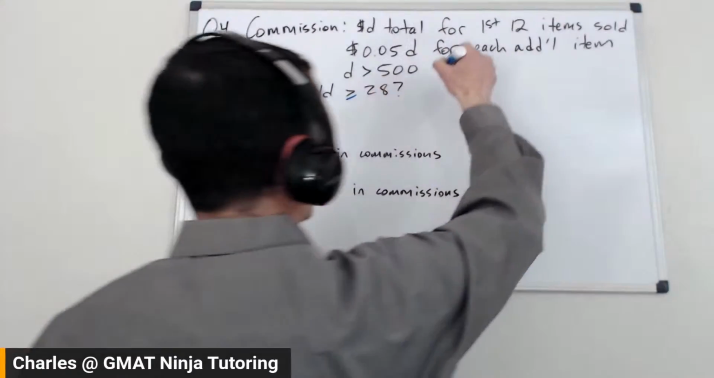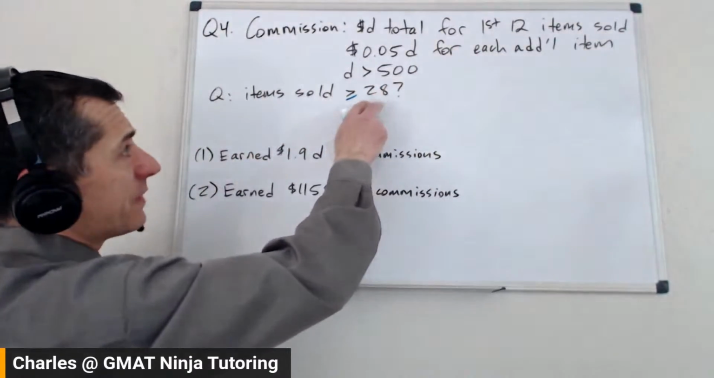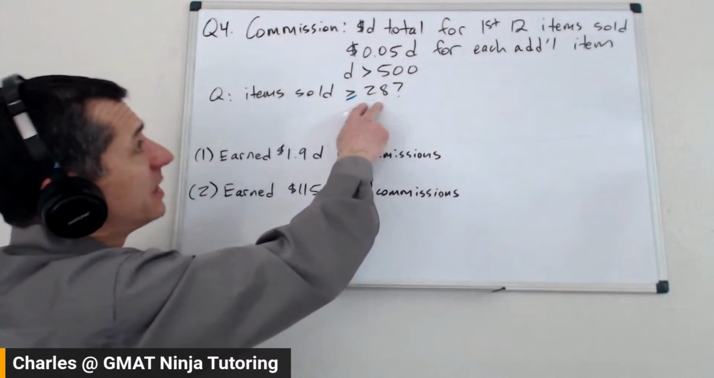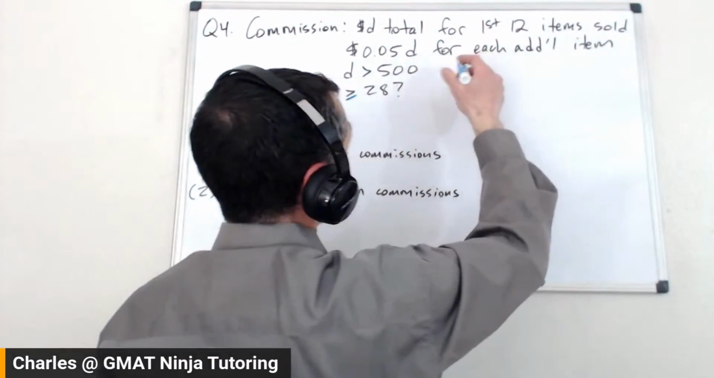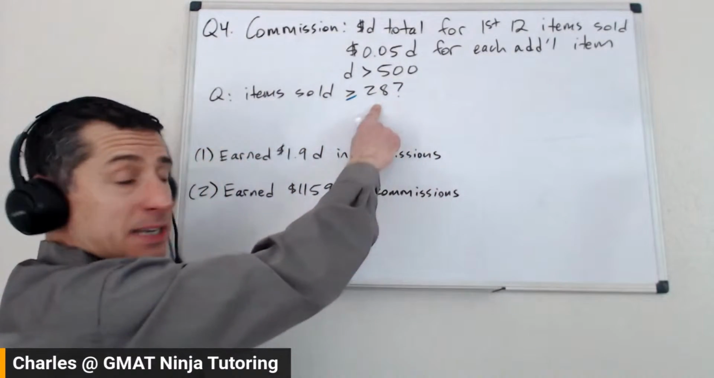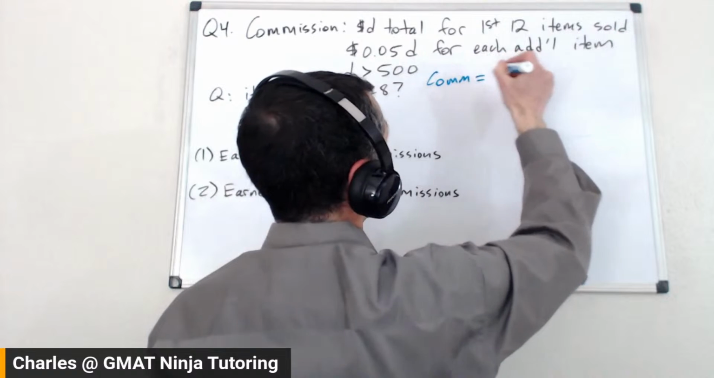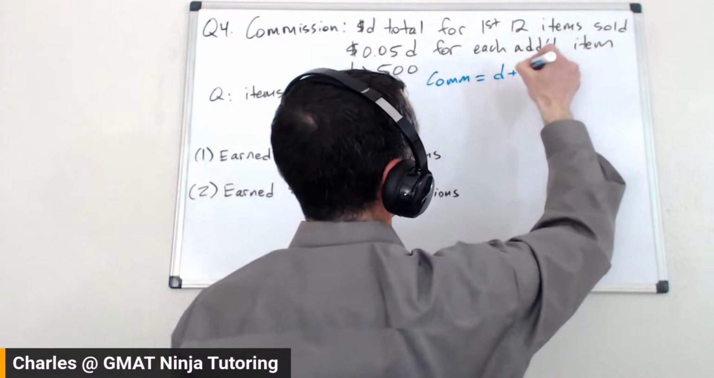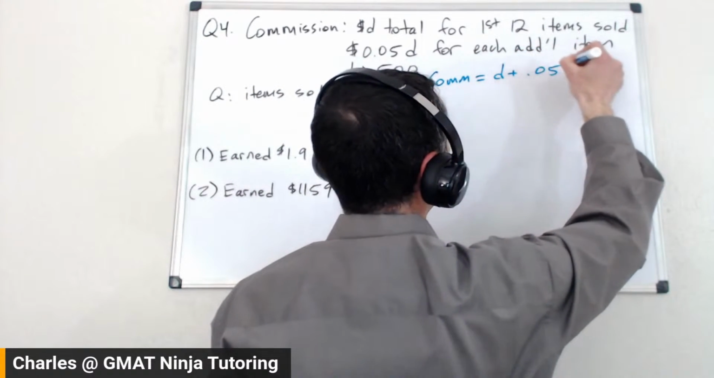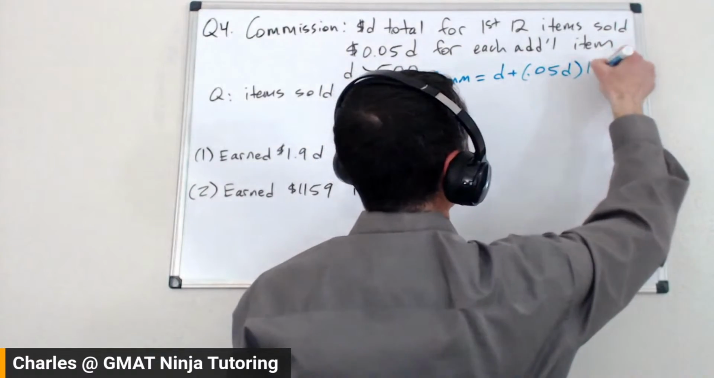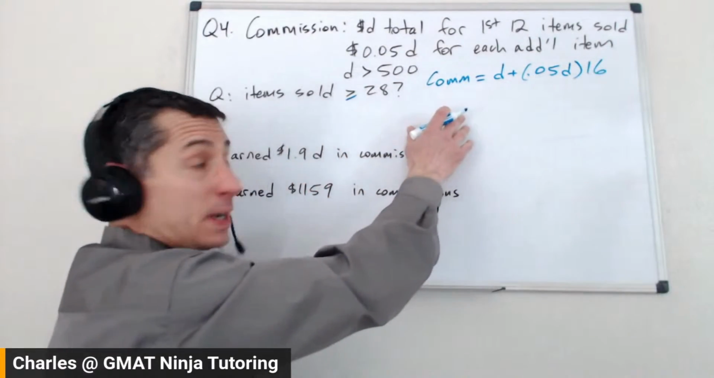Okay, so what's her commission? If it's 28 items, what's her commission? It's got to be that original D dollars. And then you've got 16 additional items, right? So her commission is going to be equal to that D dollars plus the 0.05 D times 16. That's going to be the commission for 28 items.